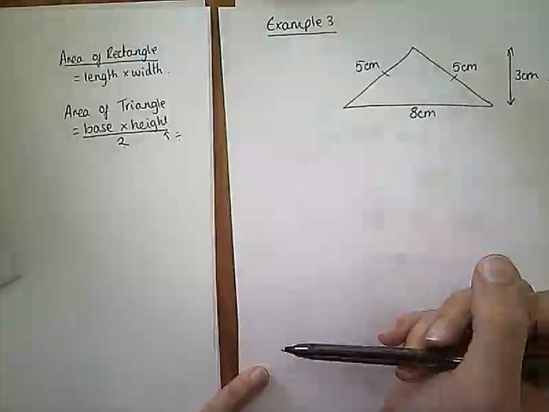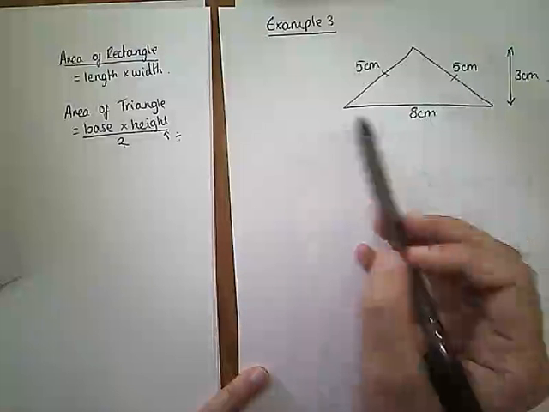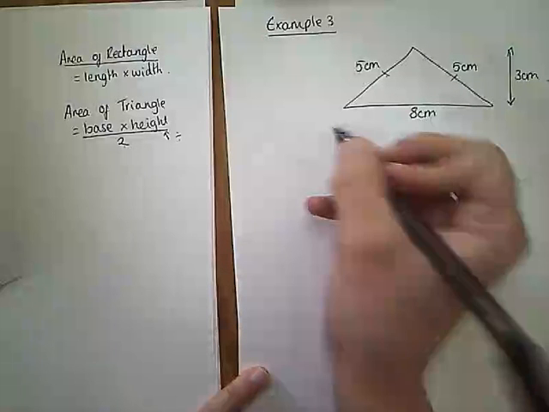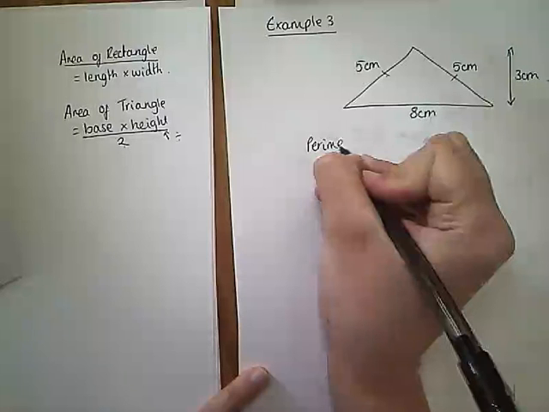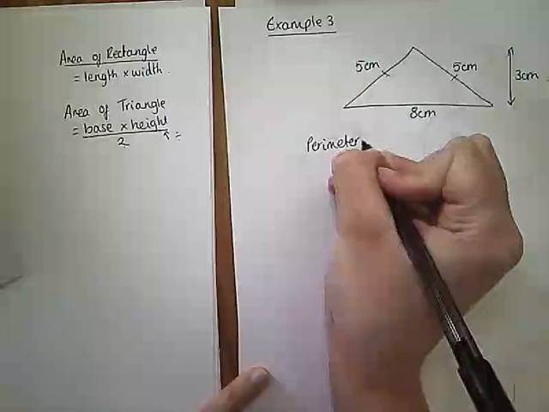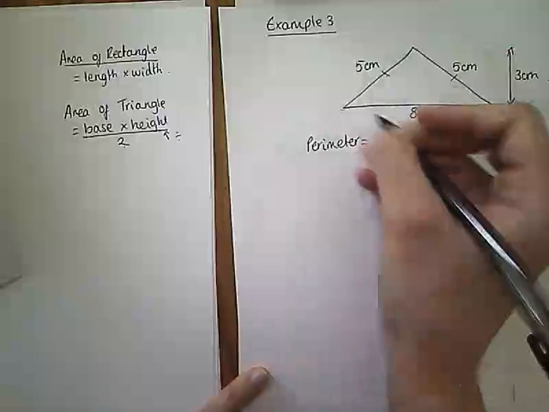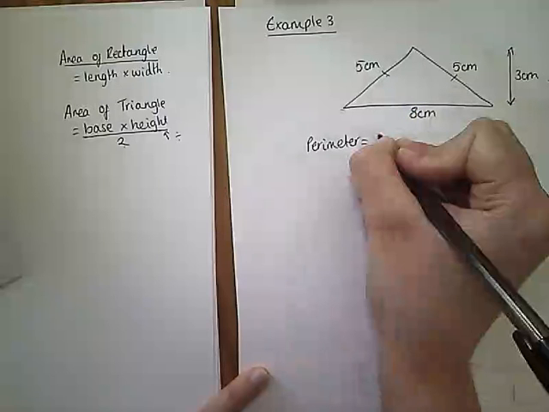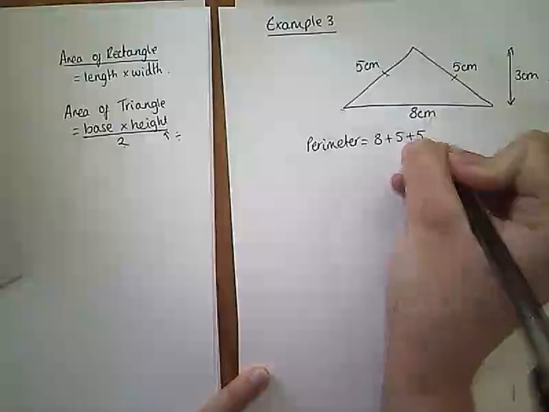The perimeter would be 8 plus 5 plus 5. It's the distance around the outside of the shape. Okay, and if you weren't told that that length was 5, you would know it was, because that line and that line mean that that line is the same. Okay, so perimeter would be 18 centimeters.